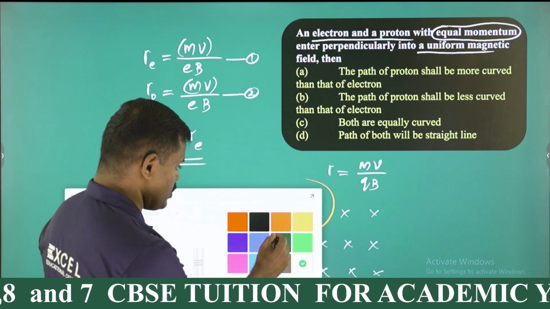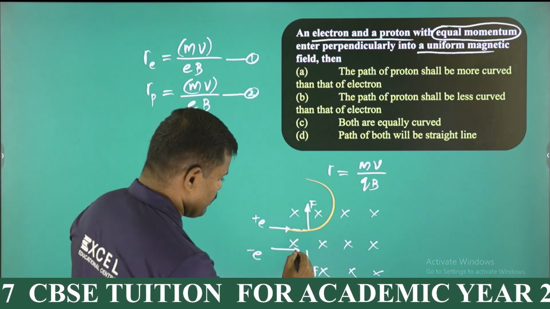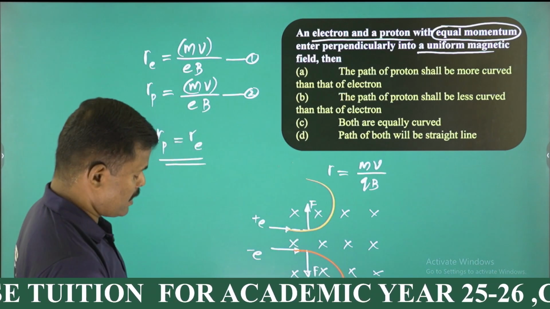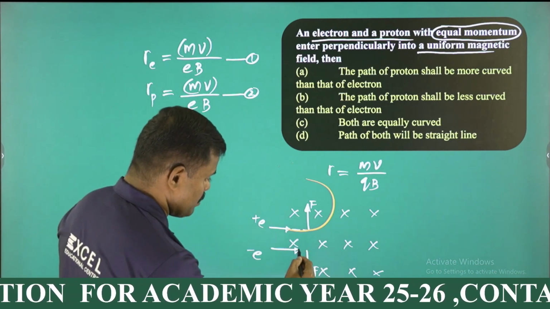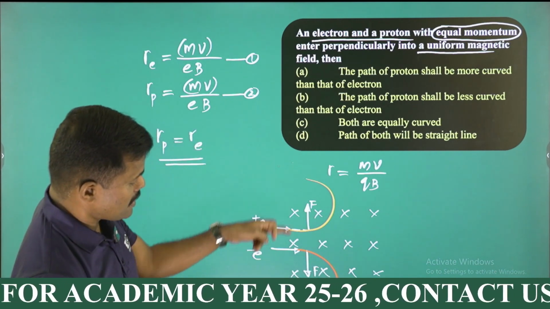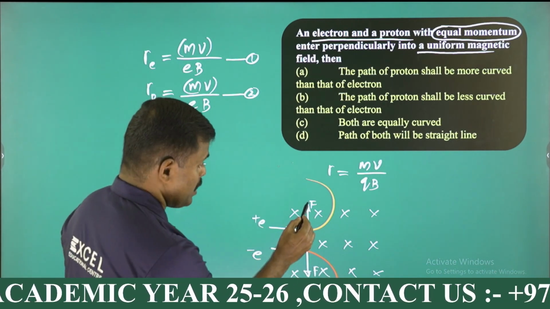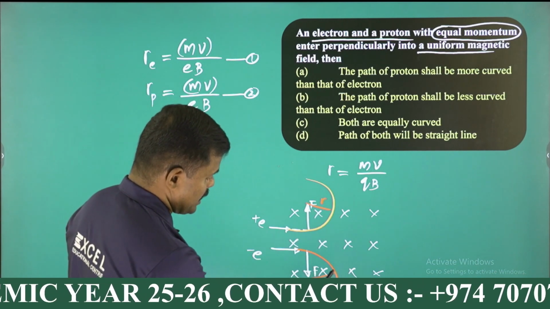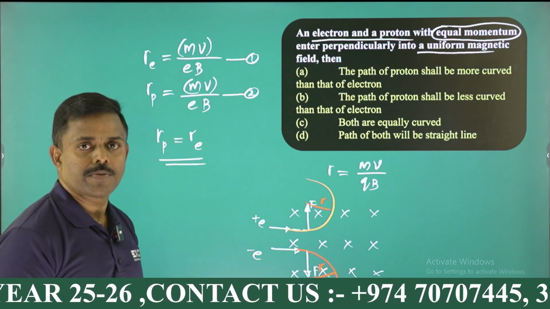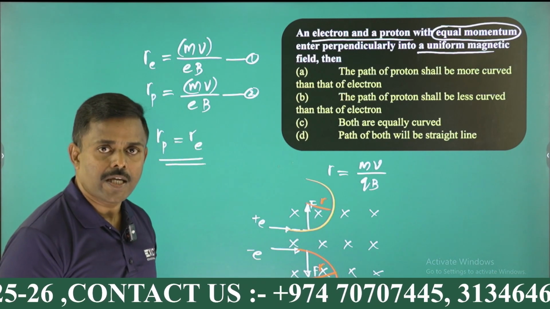Now tell me how the path of the particle will be. That will be in this direction. But remember, both of them will have the same radius of curvature. Look at the radius of curvature. Both will be the same. Both are equally curved.